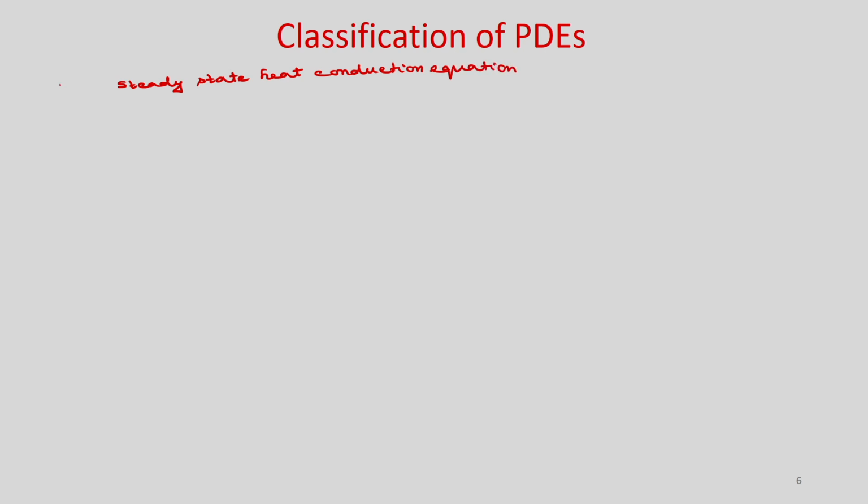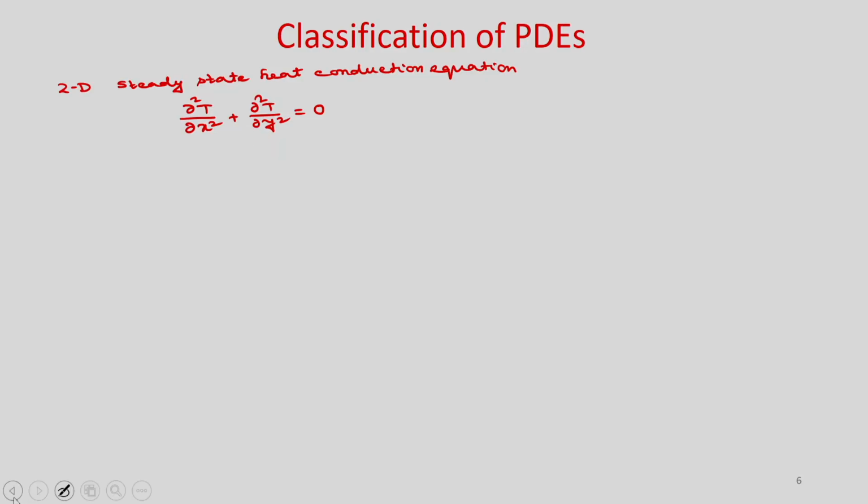Okay. Let us consider 2D. So, what is that equation? ∂²T/∂x² + ∂²T/∂y² = 0. Okay. Physical classification, what is the physical classification? So, you know that it is an equilibrium problem. Now, let us see the coefficients.